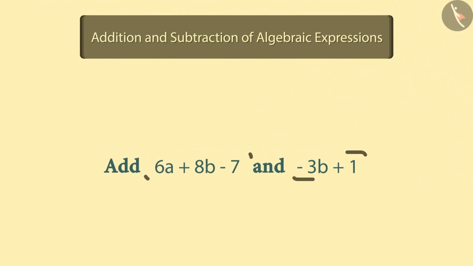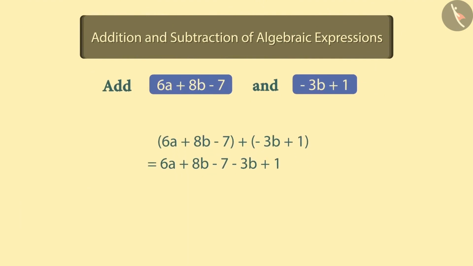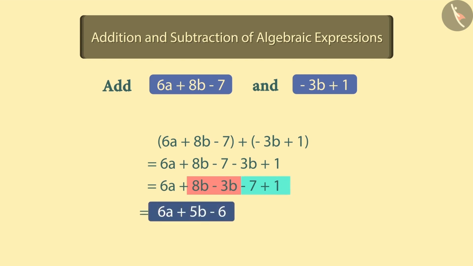Look at these expressions. Let's add these two expressions. We get this after opening the brackets. We know that only like terms can be added and subtracted. That is why we group like terms. Now, when we add the pairs of these two like terms, we get the result.